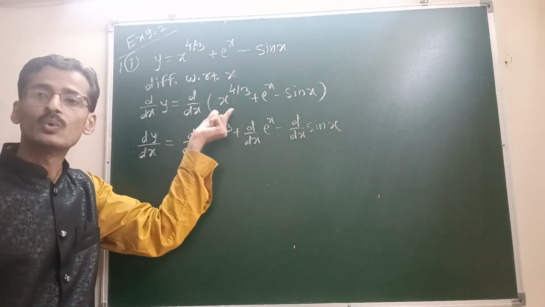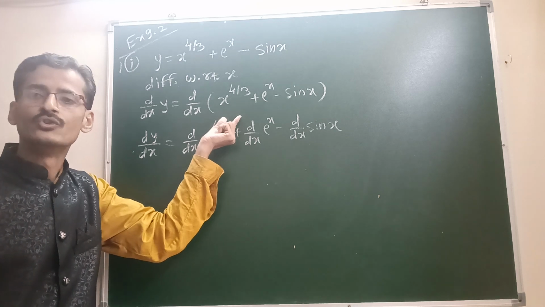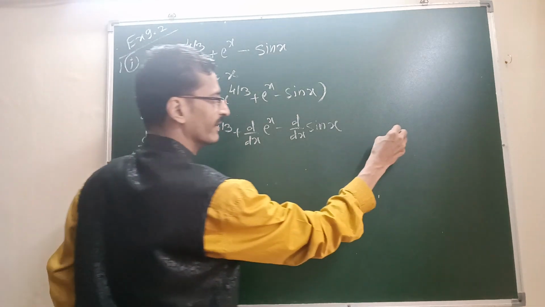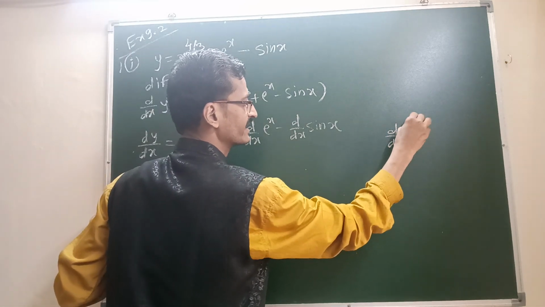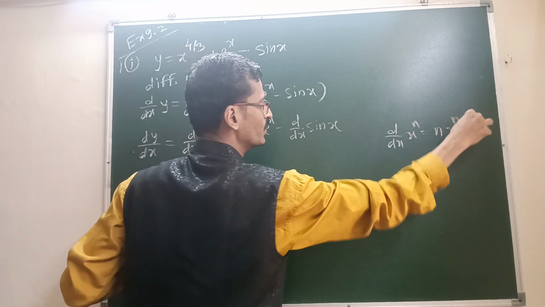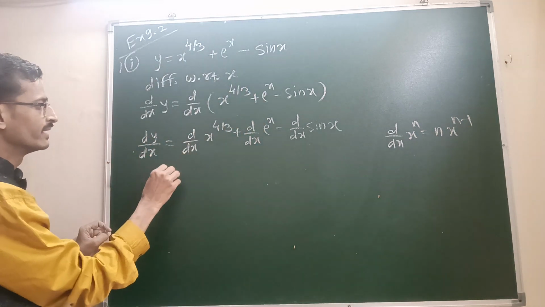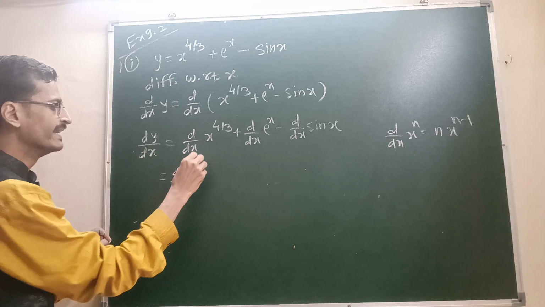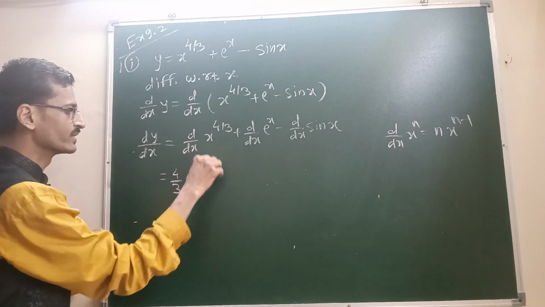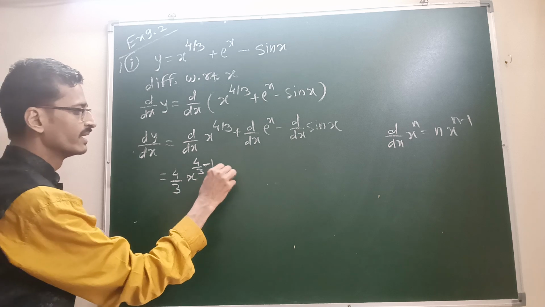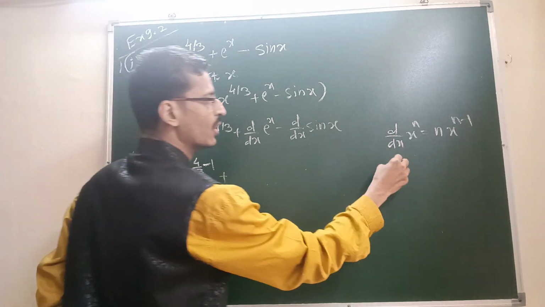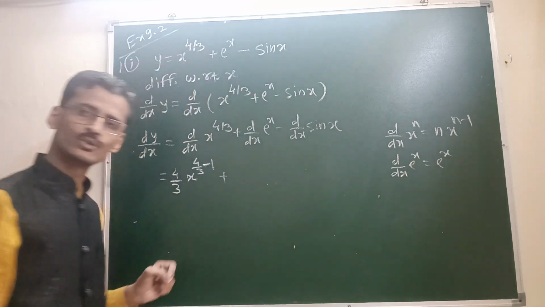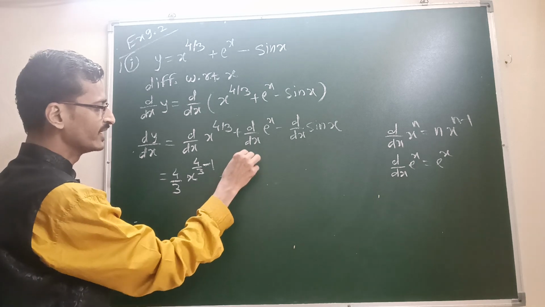Now here x raised to n is given. N is 4 by 3. So we know d by dx of x raised to n is n into x raised to n minus 1. D by dx of x raised to n is n x raised to n minus 1. So use here. So write n, that is 4 by 3, x raised to n minus 1, that is 4 by 3 minus 1. Next, d by dx of e raised to x. We know that d by dx of e raised to x is same, that is e raised to x. So write here same e raised to x.